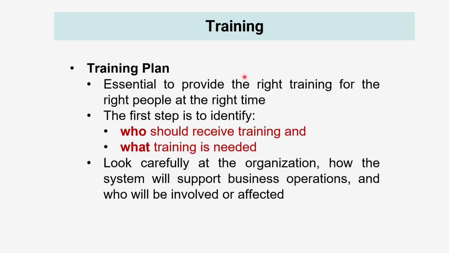So moving on to the training. Next, training plan. So the first step is to identify who should receive training and what training is needed. So the three main groups for training are users, managers, and also the IT staff. So you must determine how the company will provide the training.